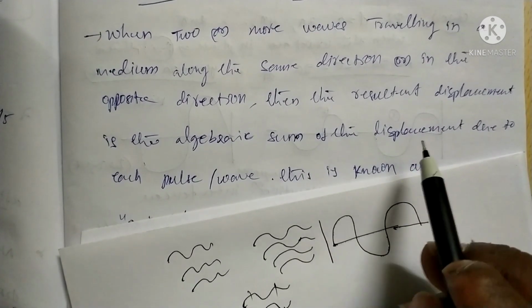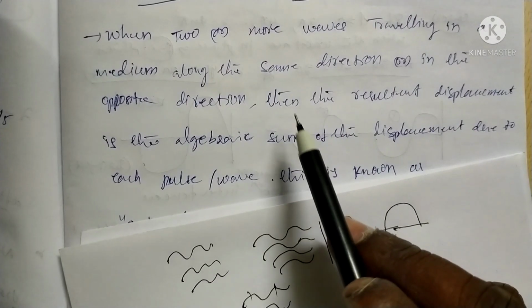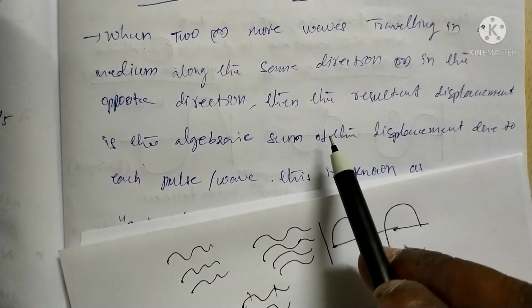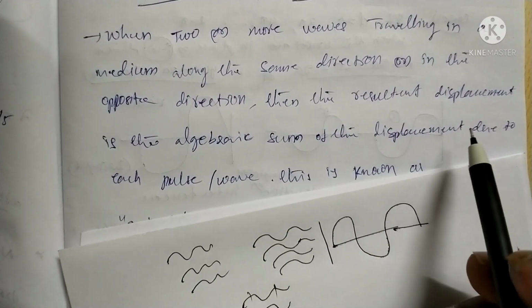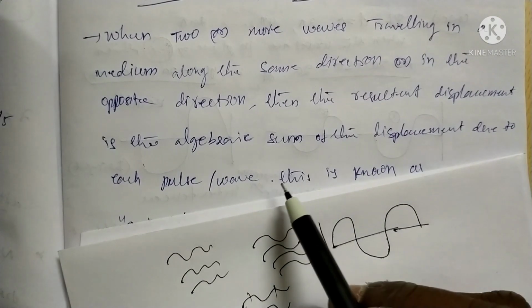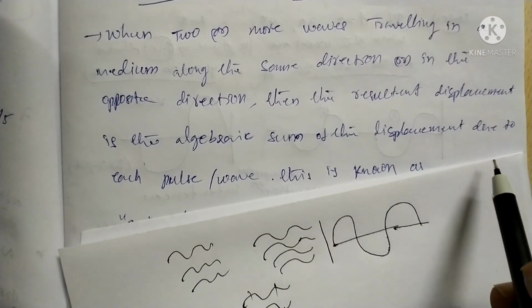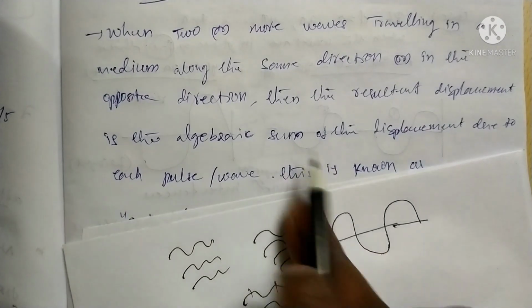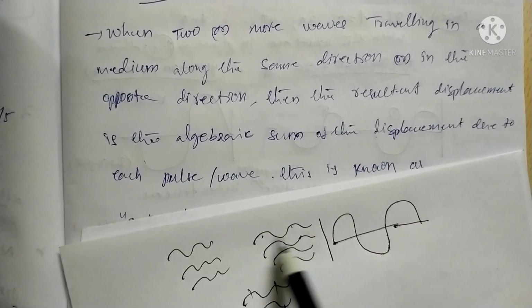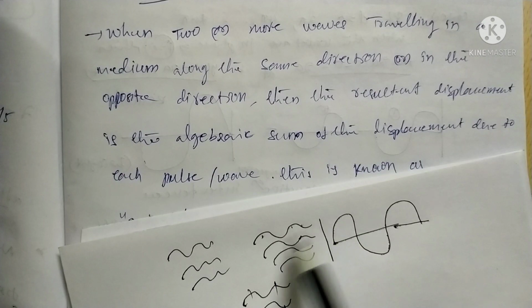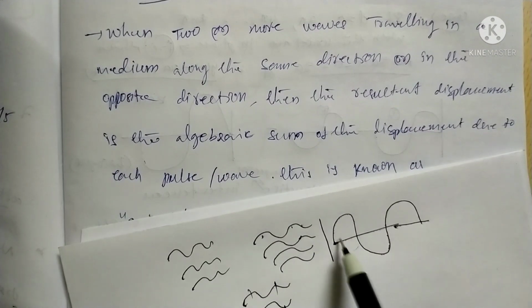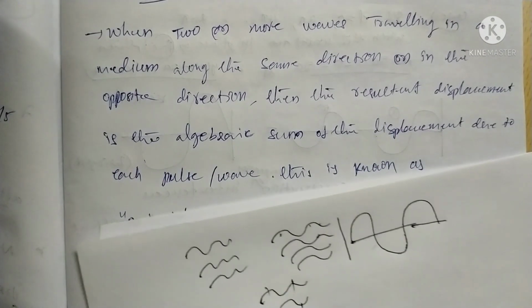Okay, that means if two or more pulses are in the same direction, then the resultant displacement is the algebraic sum of the displacements due to each pulse. This is 1 second, 1 2 3, like this. Two pulses give the resultant displacement.